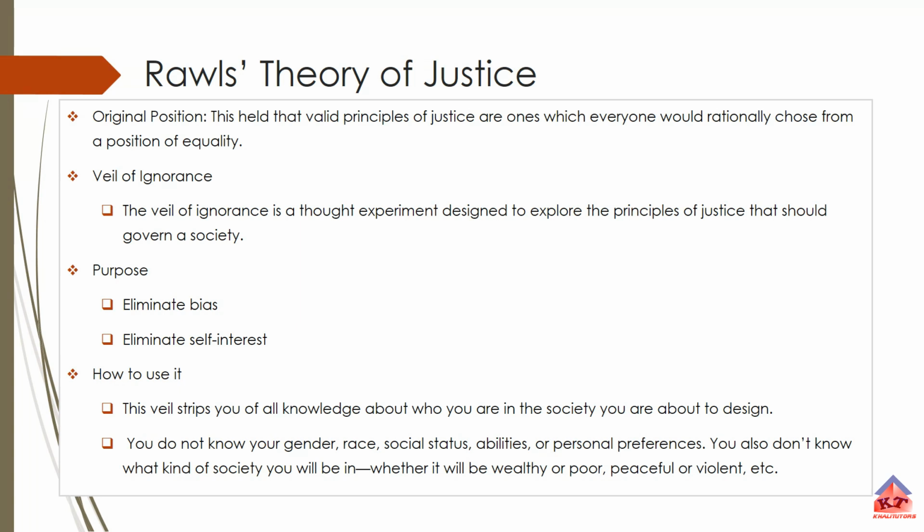Okay, so in terms of Rawls, he believed that valid principles of justice are ones which everyone will rationally choose from a position of equality. In that case, sharing oranges like that will be seen as a fair manner. Okay. So, according to you, do you think I would have distributed my oranges in a fair manner? Because at the end of the day, one of my cousins will have received nothing from me.